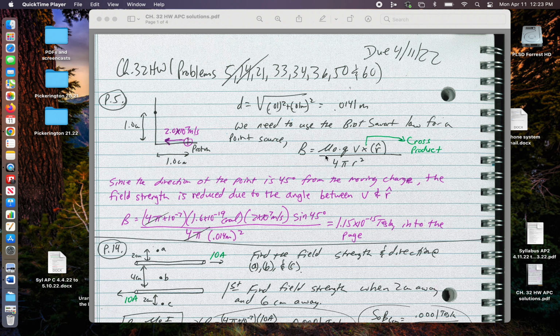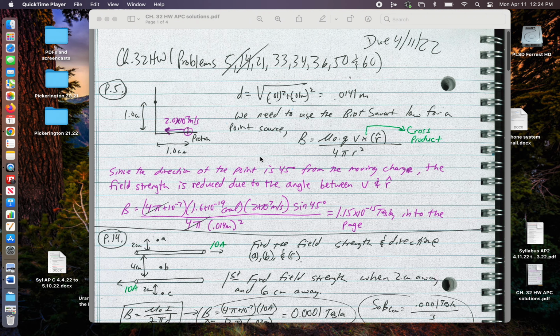So it's vacuum permeability times charge times velocity times this r hat, which is essentially the component of the motion that is acting perpendicular. So notice that's a cross product, over 4 pi r squared, which is the surface area of a sphere. Since the point is 1 centimeter to the right and 1 centimeter down from the point of interest, that's a 45-degree angle. So that cross product of r hat is just simply sine 45 degrees.